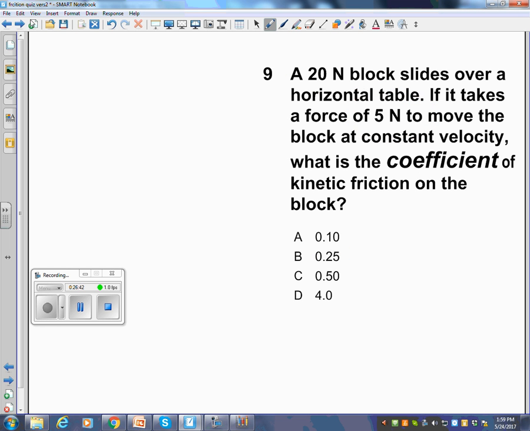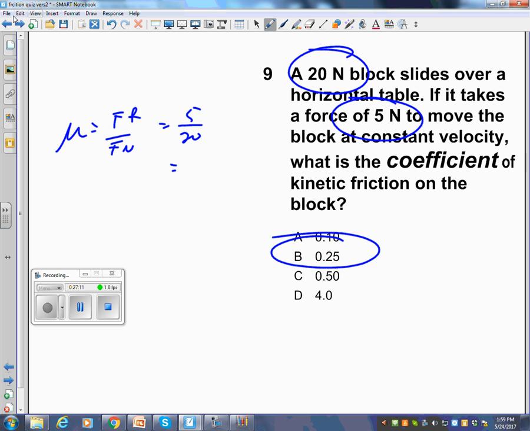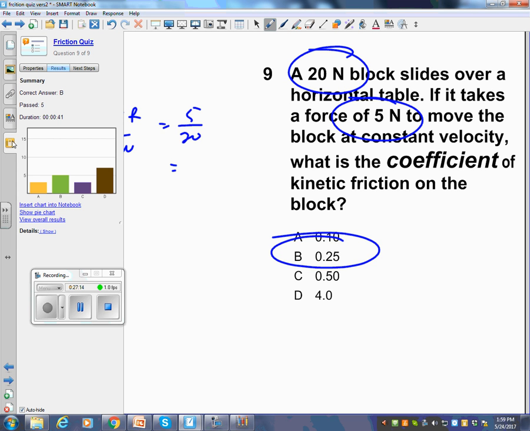Number 9, a 20 Newton block slides over a horizontal table. If it takes a force of 5 newtons to move the block at a constant velocity, what is the coefficient of kinetic friction? So we're looking for the coefficient, Ff over Fn. If it takes 5 newtons of force to move it, that means my friction force is 5. My weight force is equal to my normal force, which is 20. And 5 over 20 is B, 0.25. All of these are wonderful test questions.